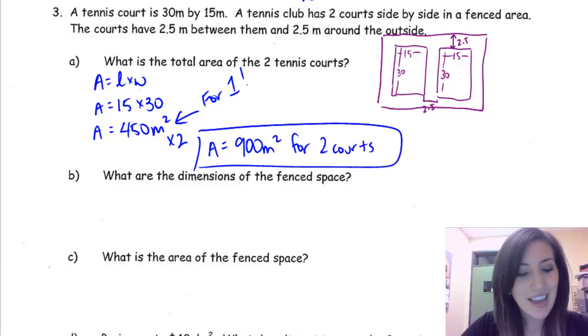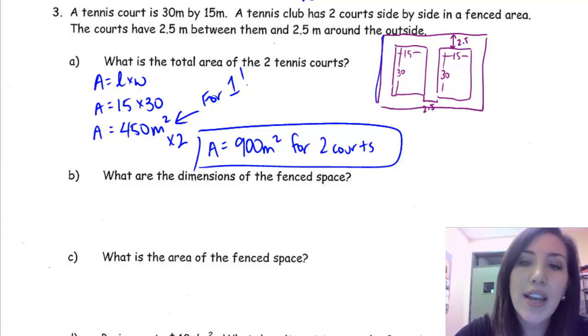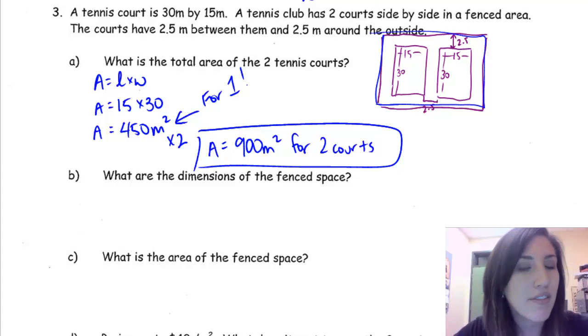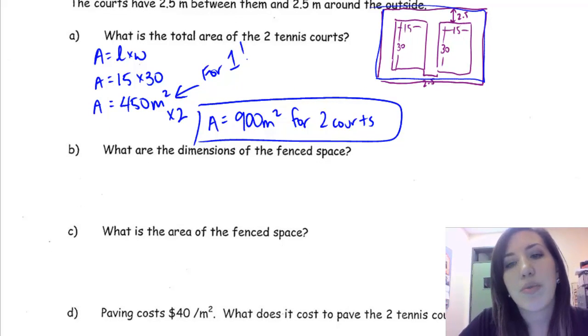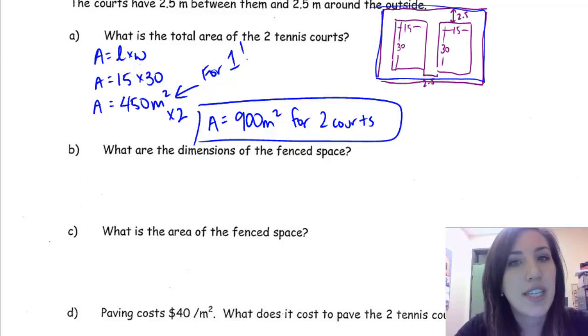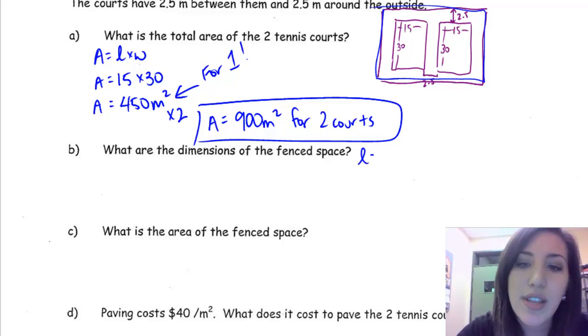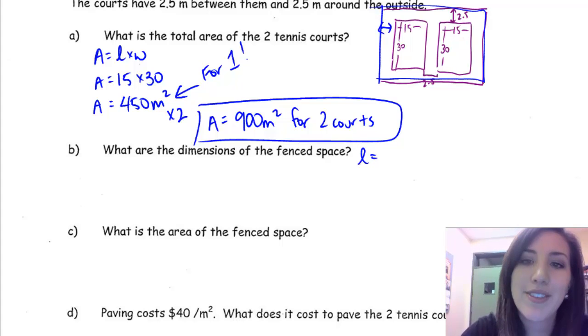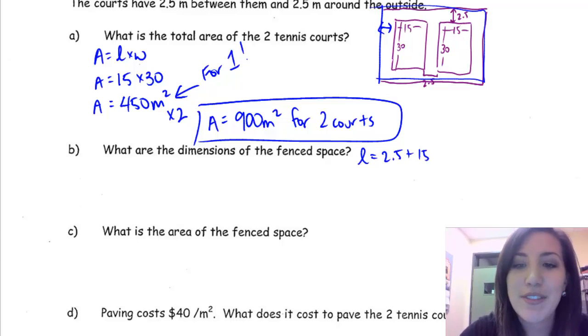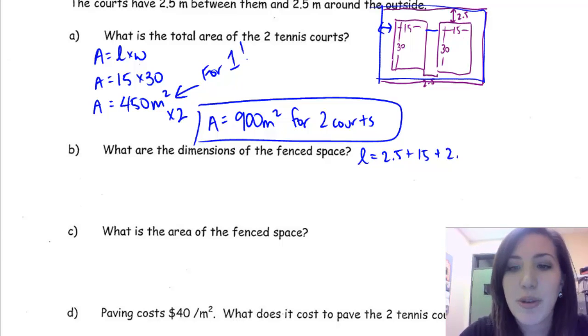Great. Now, what are the dimensions of the fenced space? So that's saying what are the dimensions, what's the length and width of this whole big outside fence? Well, we know that the length of these courts are the 15 plus all the other stuff. So let's do length equals, here we have 2.5 plus 15, plus in the middle is 2.5, plus 15, plus another 2.5.